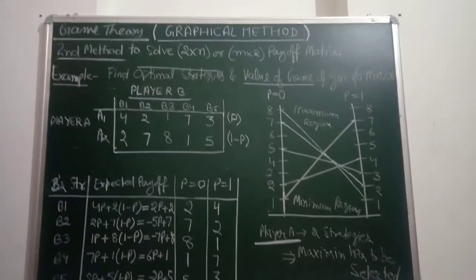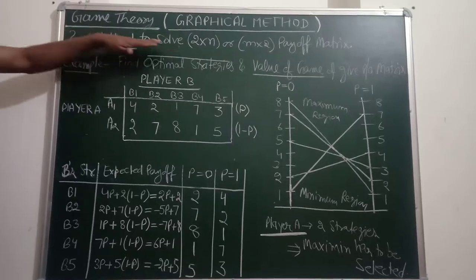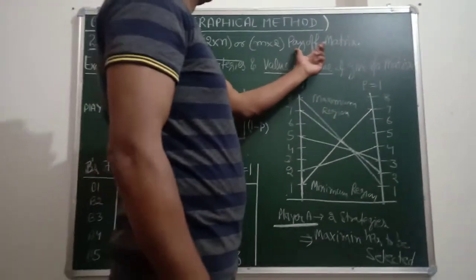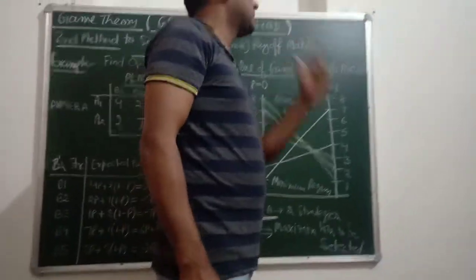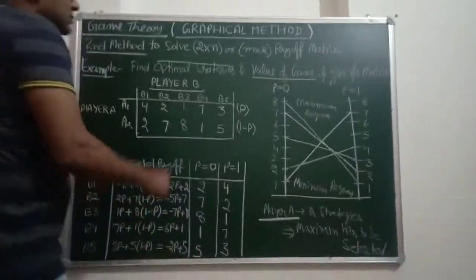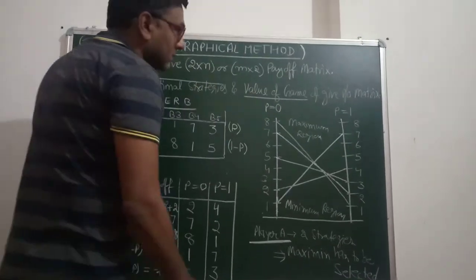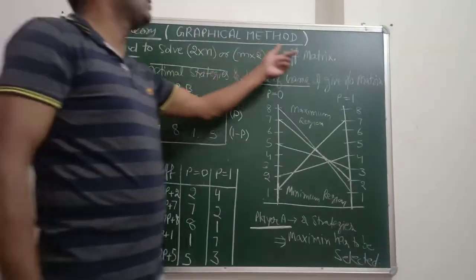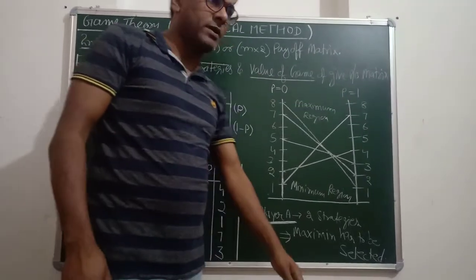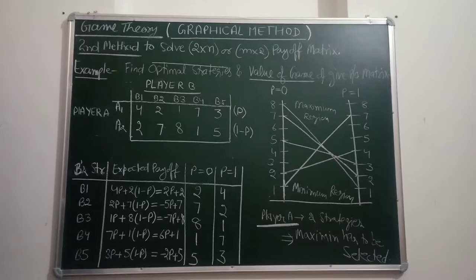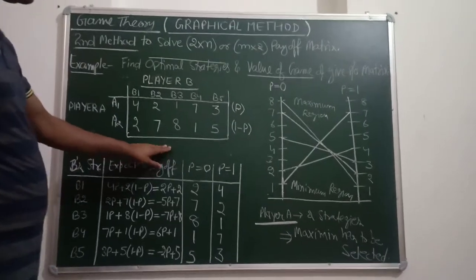The first method for solving a 2 into n or m into 2 type of payoff matrix is the subgame method. In this lecture we will solve the 2 into n and m into 2 payoff matrix using the graphical method, followed by the arithmetic method if required. We will solve a simple numerical in which all the steps to be utilized for the graphical method will be explained.